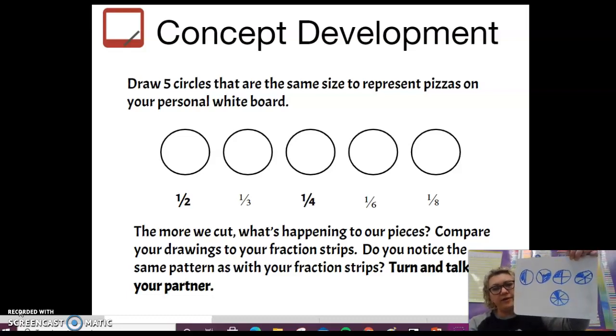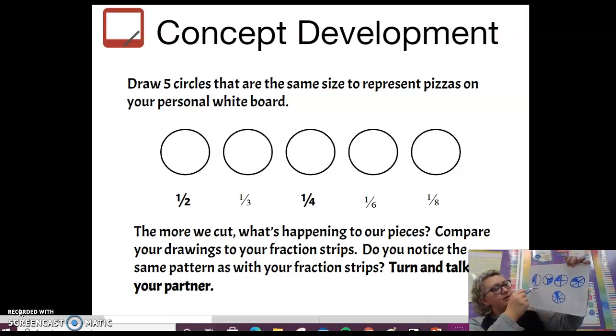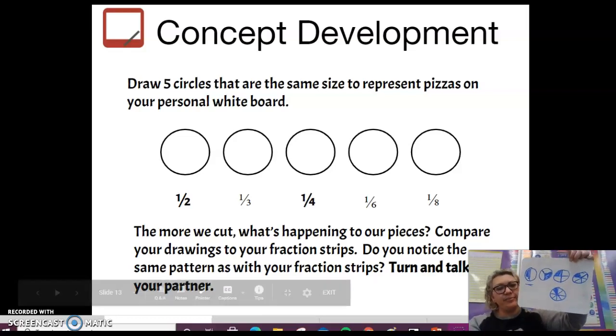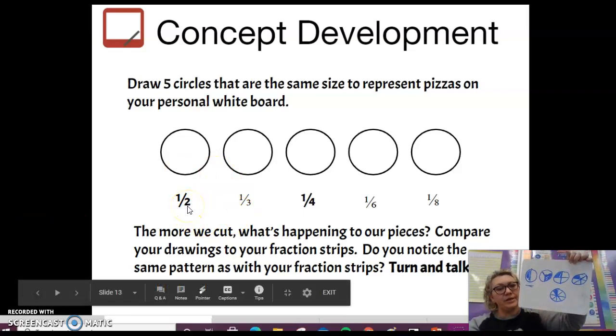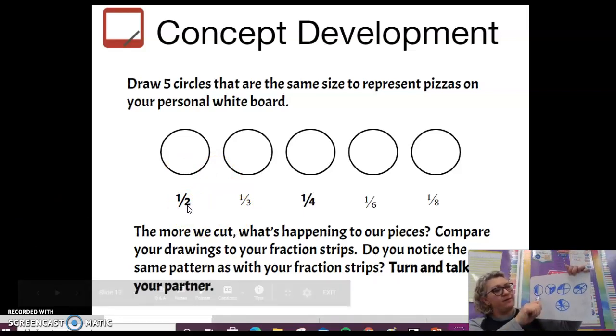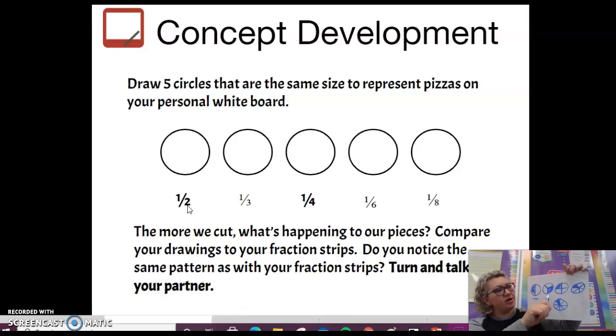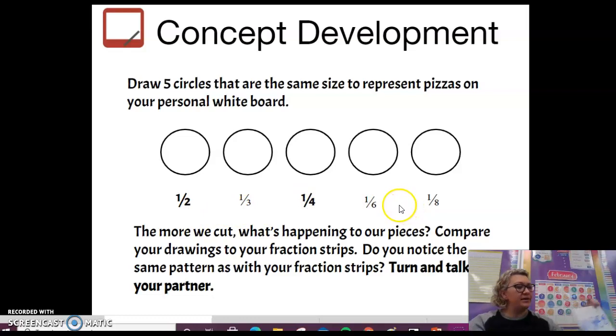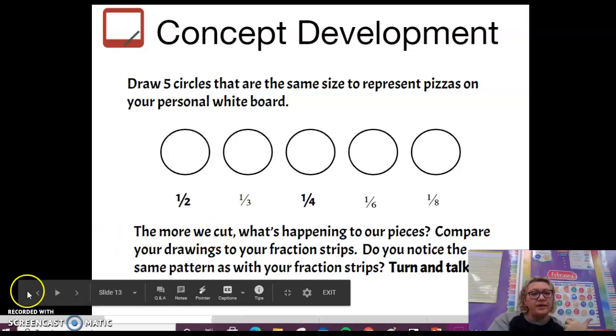Which one would I rather have? If I'm really hungry, I really want the half. So what happens to fractions as this bottom number right here gets bigger? So a half is bigger than a third is bigger than a fourth is bigger than a 1/6, and 1/6 is bigger than 1/8. So as this bottom number, your denominator, increases, the size of the fraction gets smaller. It's different than we would think it would be. All right.